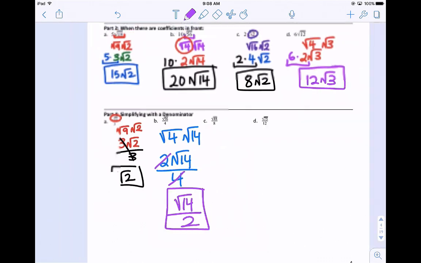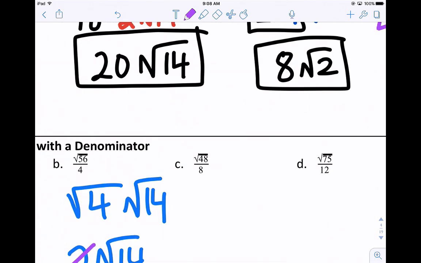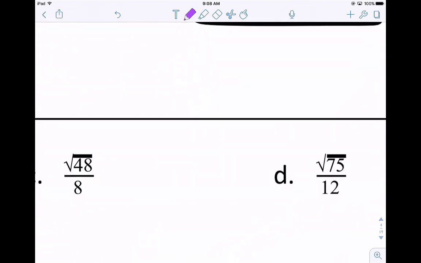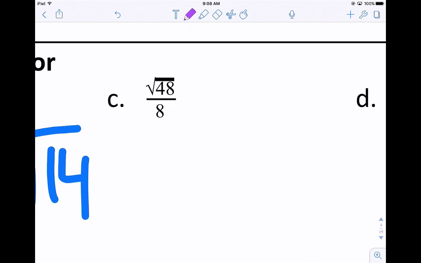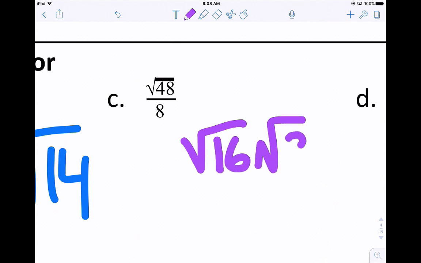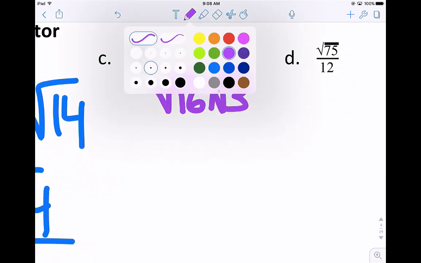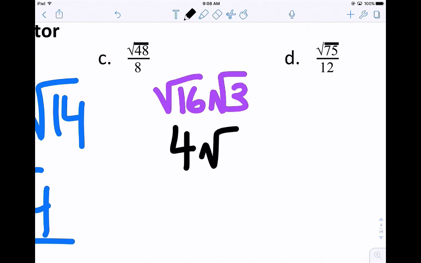That's our answer. And we have the square root of 48. Again, we did the square root of 48. No, we didn't. All right, and that would be 16. Oops. All right, so the square root of 48 is the square root of 16 times 3. Simplify the square root of 16, so that's 4 square root of 3.